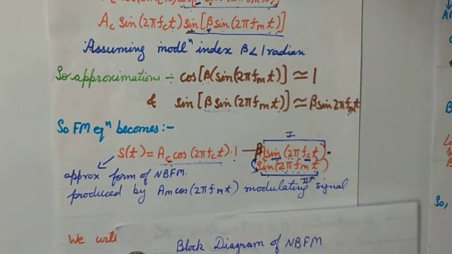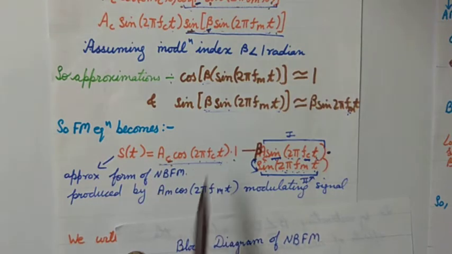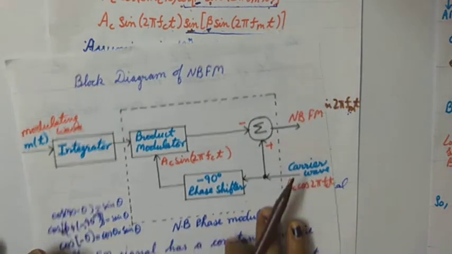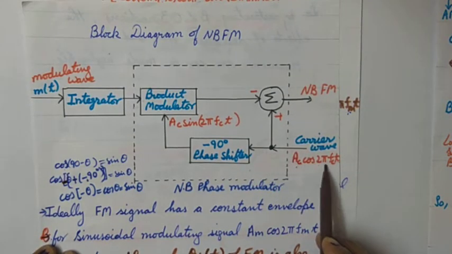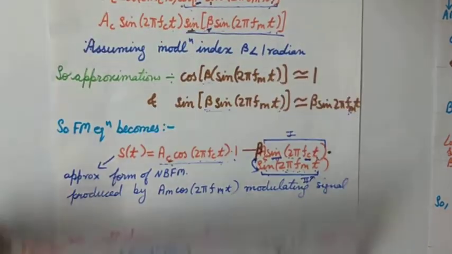The first term is Ac cos 2π fc t. This Ac cos 2π fc t is the carrier. So first of all we'll start with the carrier. I have taken this carrier wave, it is Ac cos 2π fc t. This is the first term. Now we are moving to the second term.